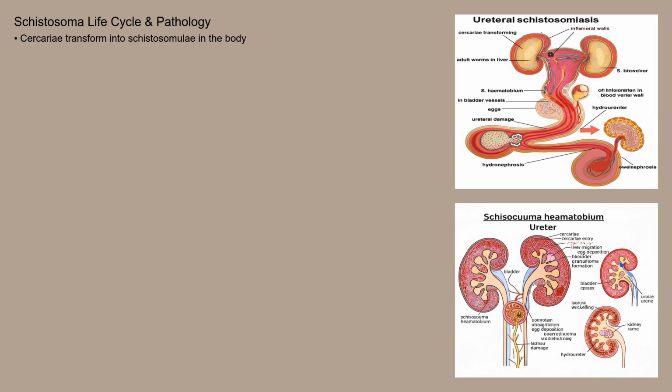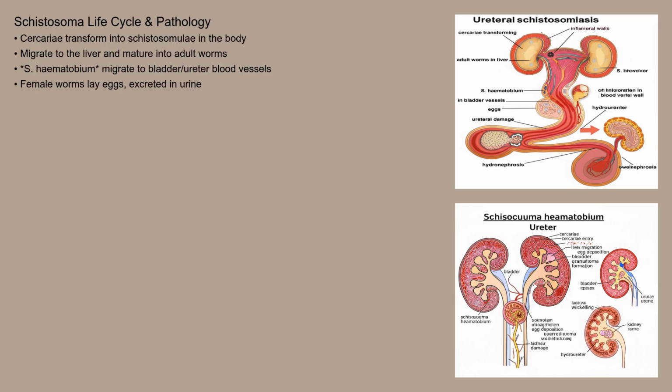The adult Schistosoma haematobium worms then migrate to the blood vessels surrounding the bladder and ureters. Here, the female worms lay their eggs. Many of these eggs are excreted in the urine, completing the parasite's life cycle. However, a significant number of eggs become trapped in the tissues of the bladder and ureter walls. These trapped eggs trigger a chronic inflammatory response, leading to granuloma formation, fibrosis, and ultimately damage to the ureteral walls.